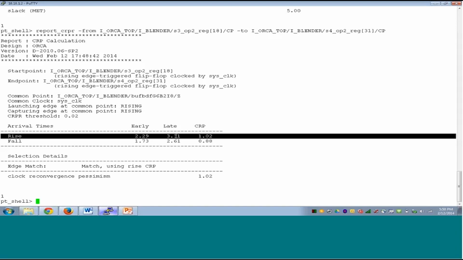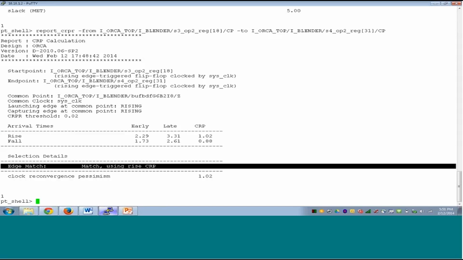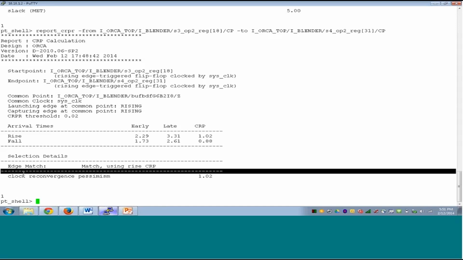The late is 3.31, and the CRPR, the difference is 1.02, which is giving the edges match time, which has rise and rise edge, and the CRPR value of 1.02 is given back to you. So this is how you debug CRPR numbers if you have to.